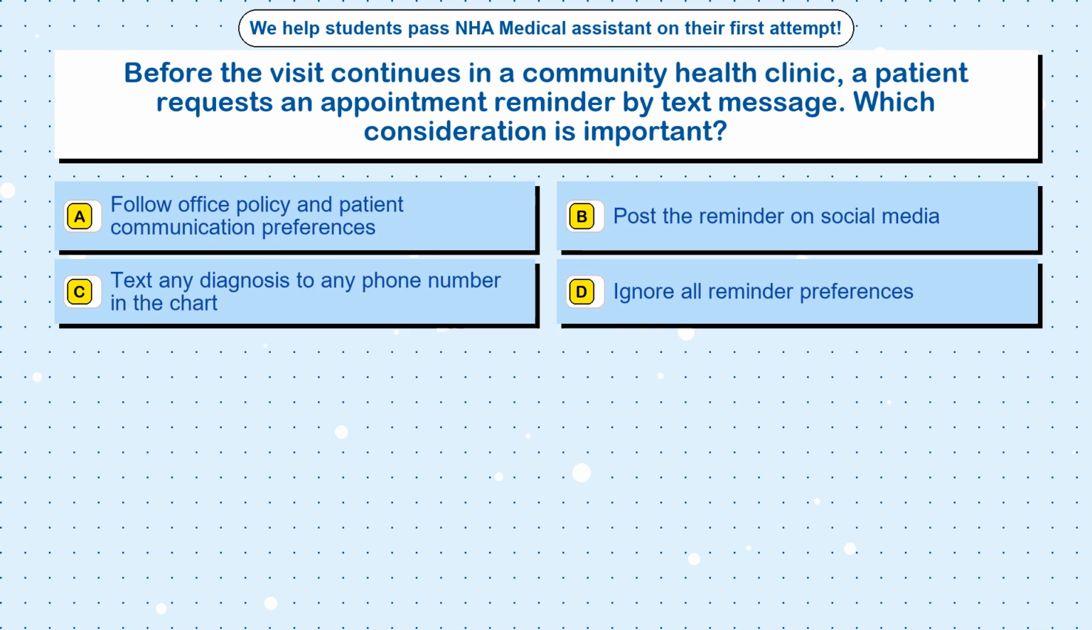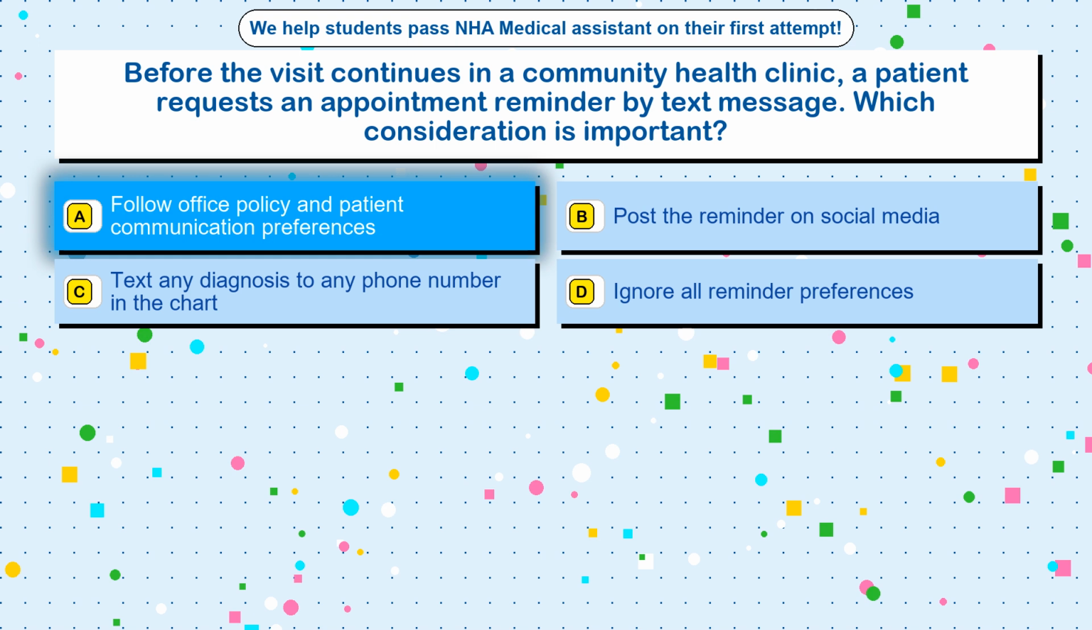Question 52. Before the visit continues in a community health clinic, a patient requests an appointment reminder by text message. Which consideration is important? Option A. Follow office policy and patient communication preferences. Option B. Post the reminder on social media. Option C. Text any diagnosis to any phone number in the chart. Option D. Ignore all reminder preferences.